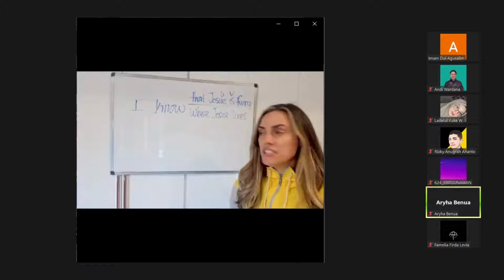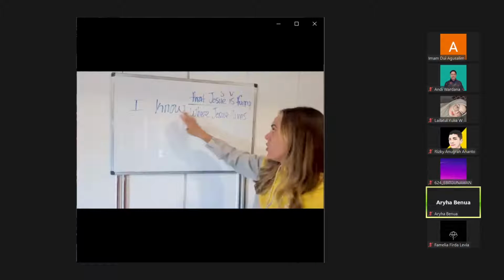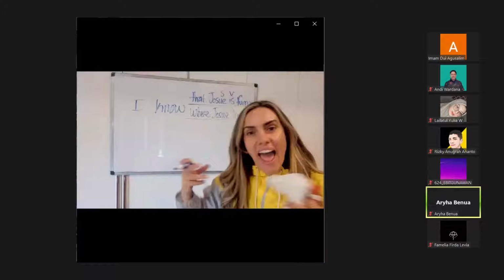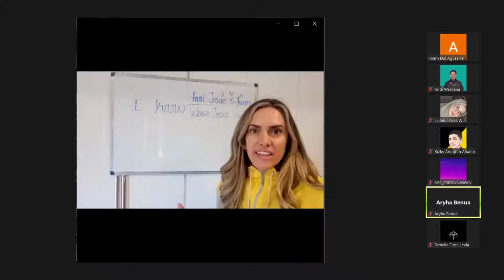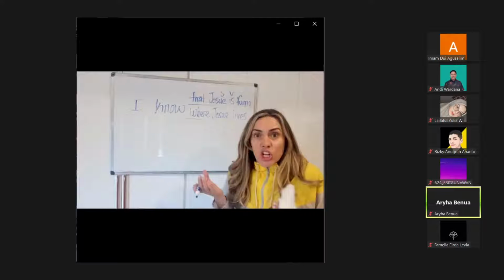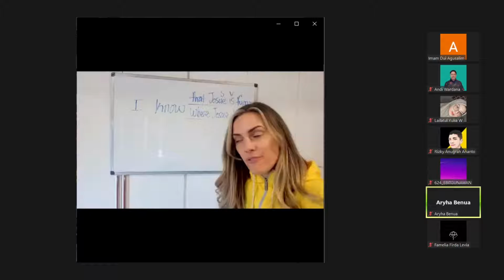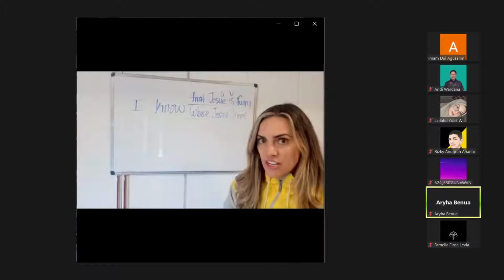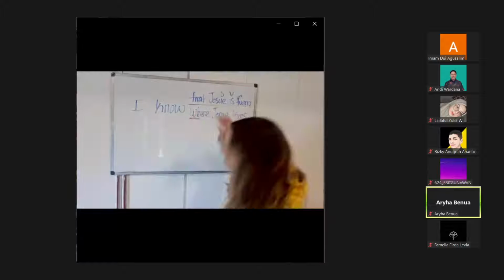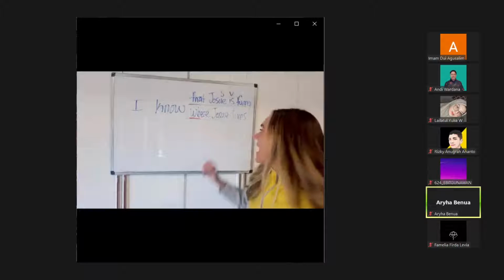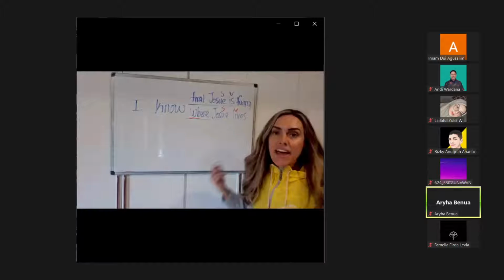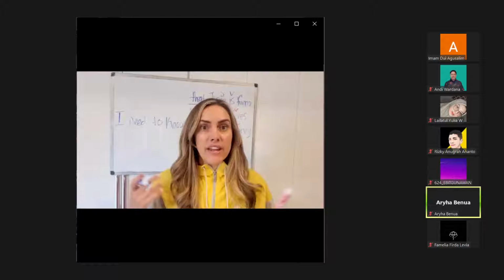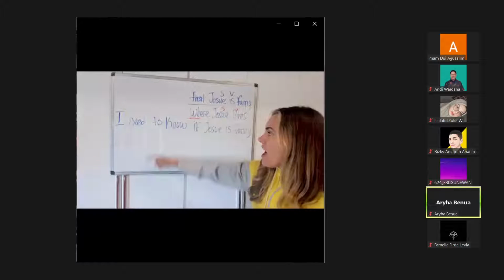Another type of noun clause could be this one. I know where Josue lives. Where Josue lives is acting like a noun within this sentence, but it's really a clause within itself because it starts with a WH word. That's important, and I'm going to talk about that in a second. It starts with a WH word, and it has a subject and a verb inside of it, and it functions as a noun.